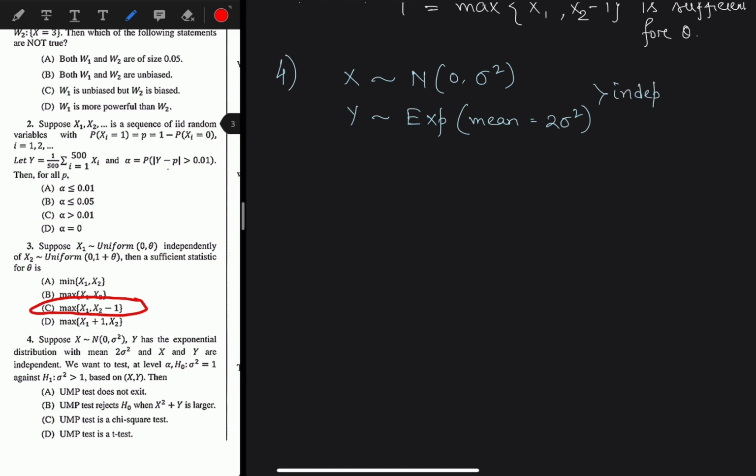Okay, so we can take the joint distribution as we have to calculate the UMP test. So we can take the joint distribution now.